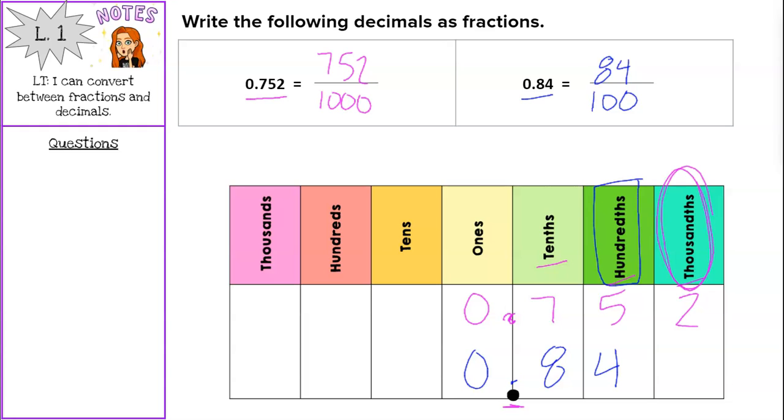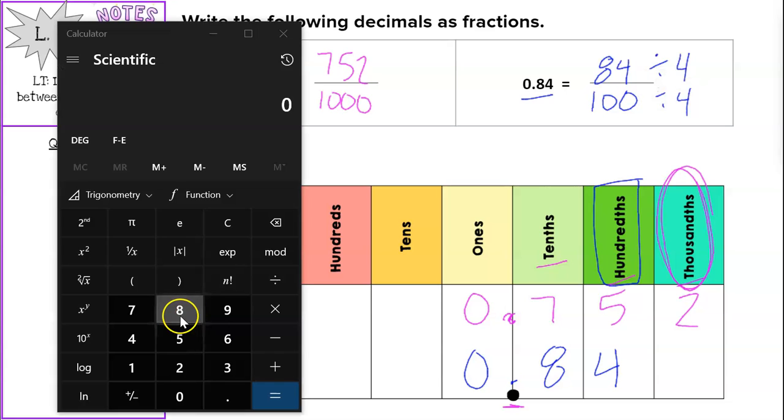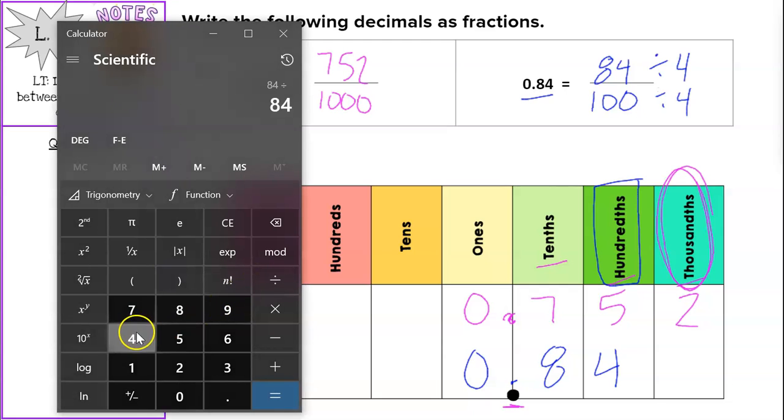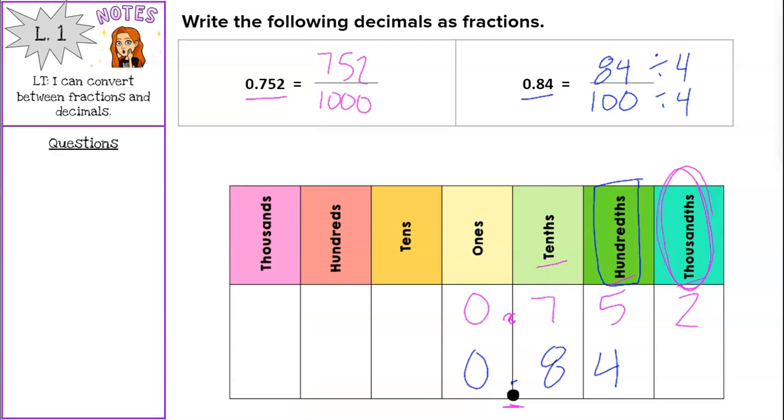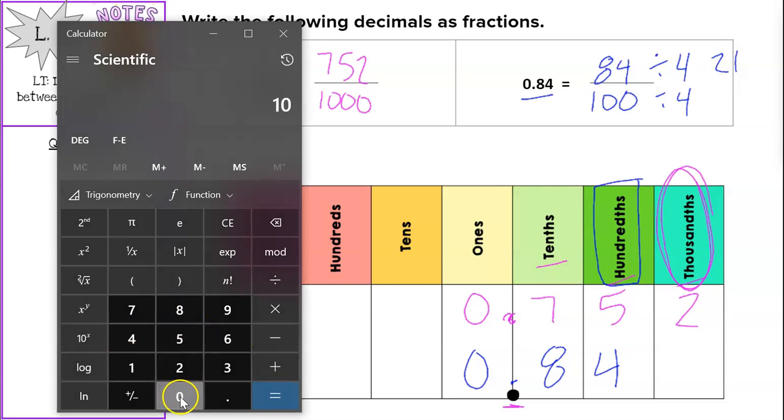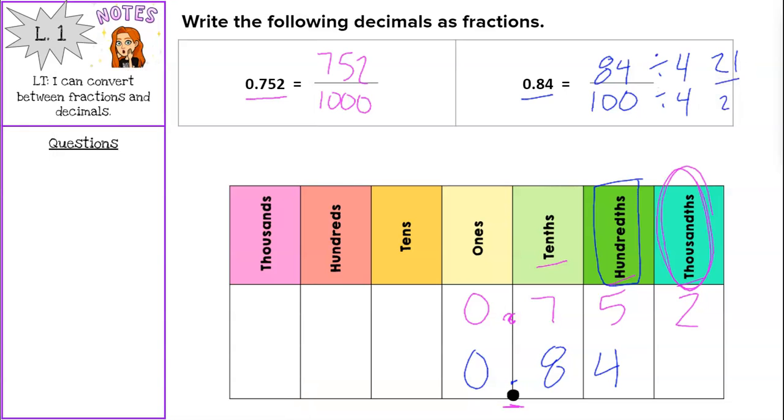Now, reminder, we can simplify our fractions. The majority of the time it is asked that we simplify. A reminder of how to simplify fractions: we just have to divide the top and the bottom number by the same number. So I'm going to choose 4. We can do 84 divided by 4, and we get 21. And then we can do 100 divided by 4 and get 25. So this would reduce to 21/25.